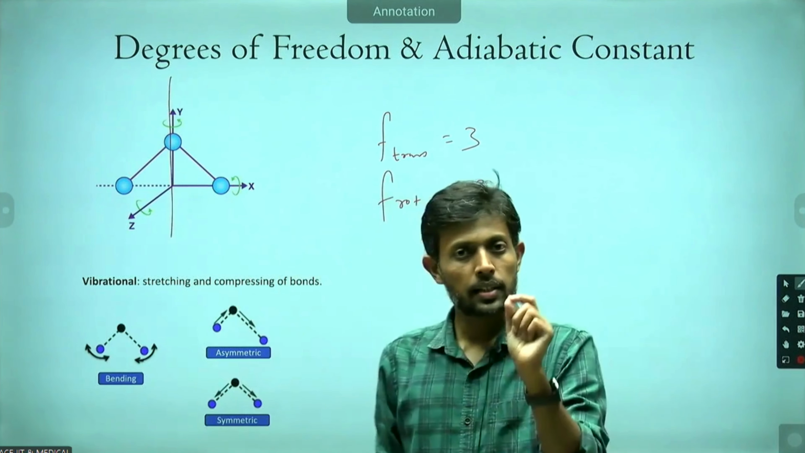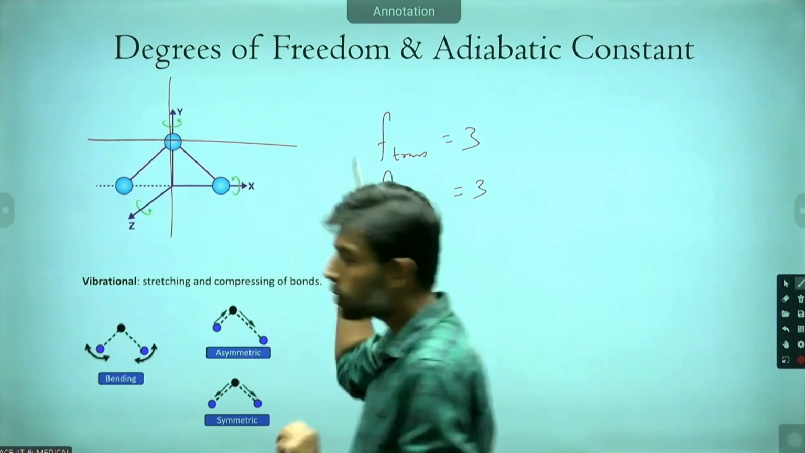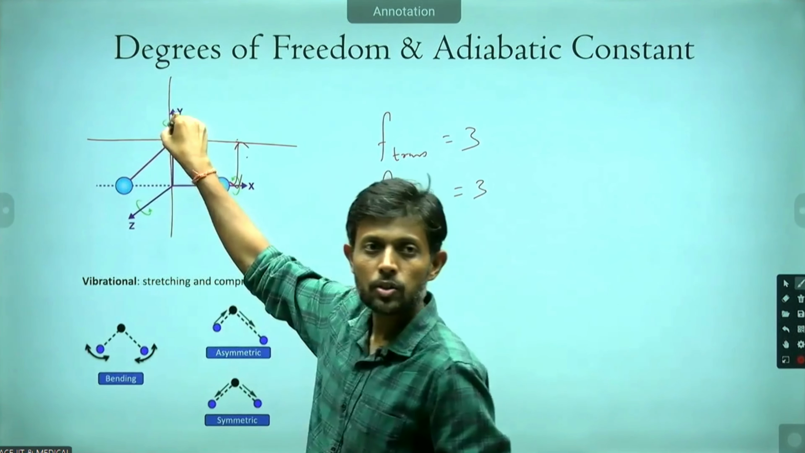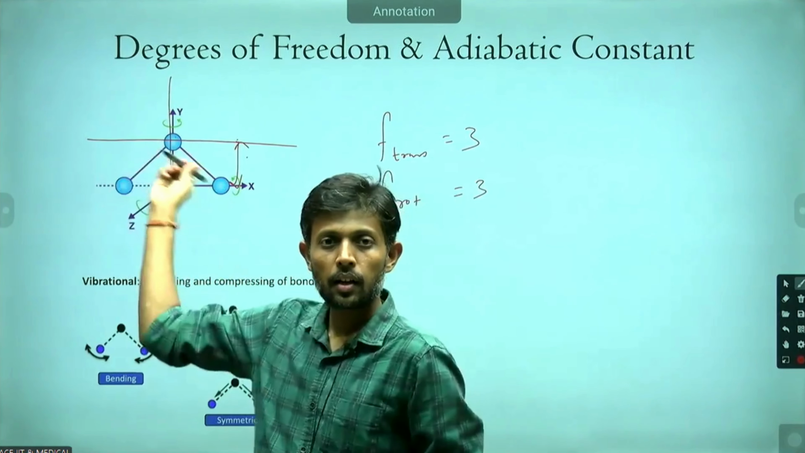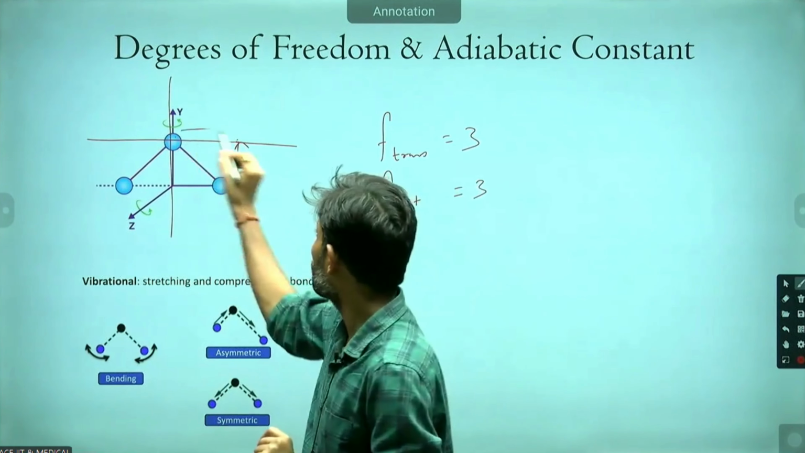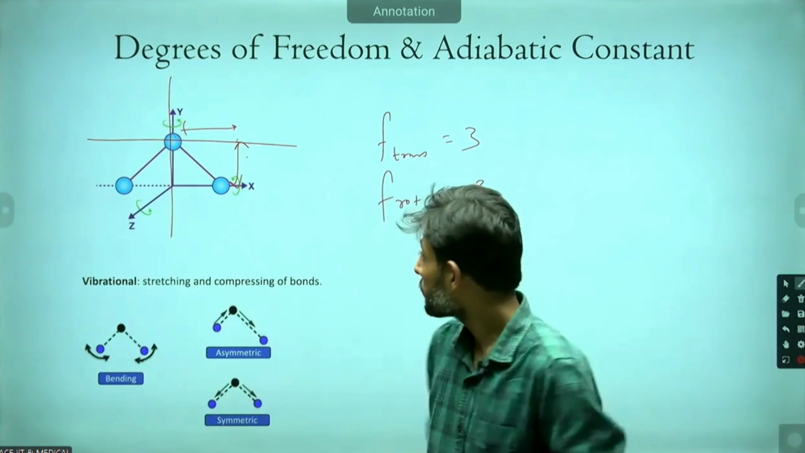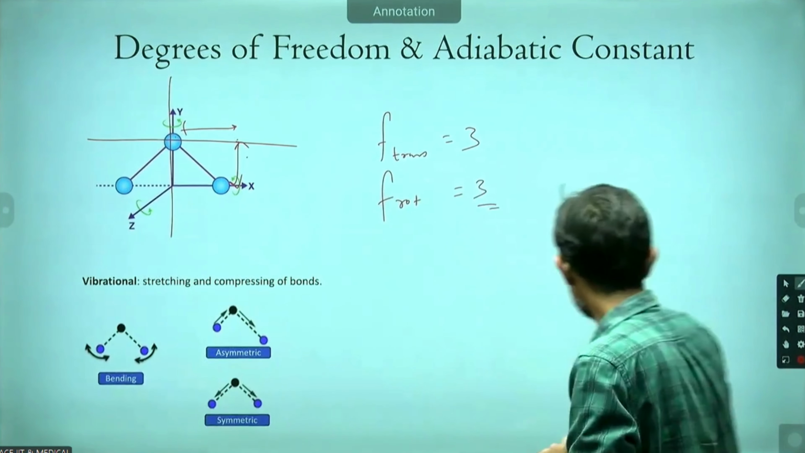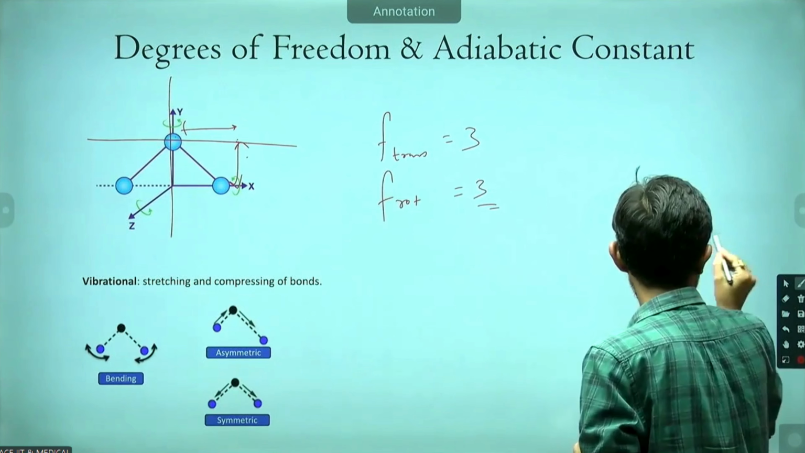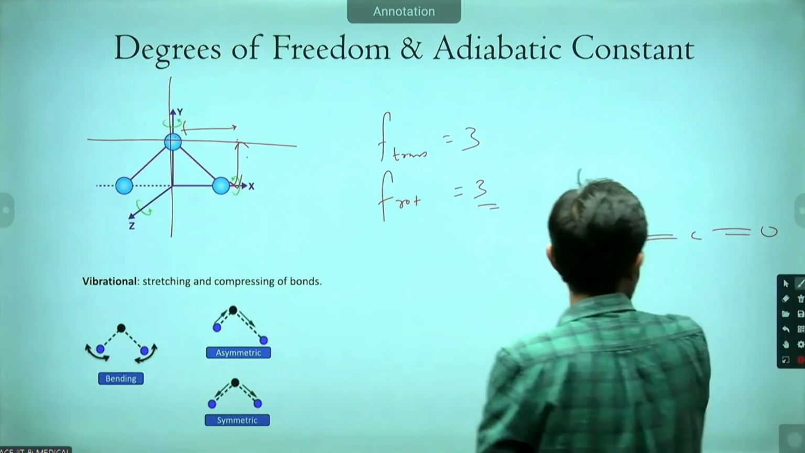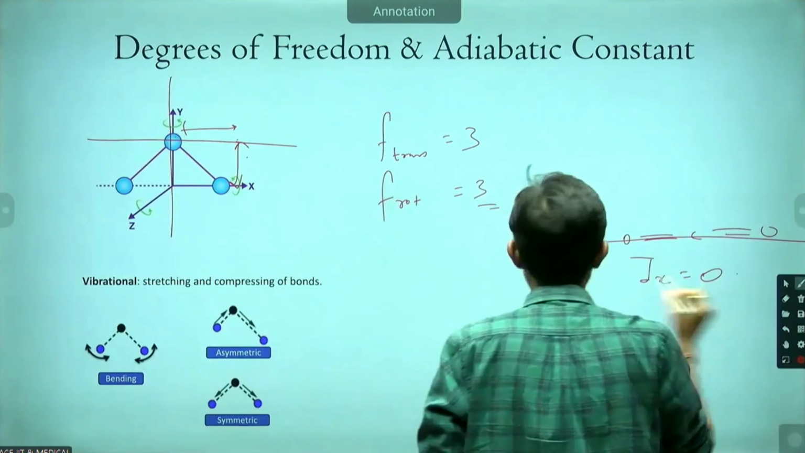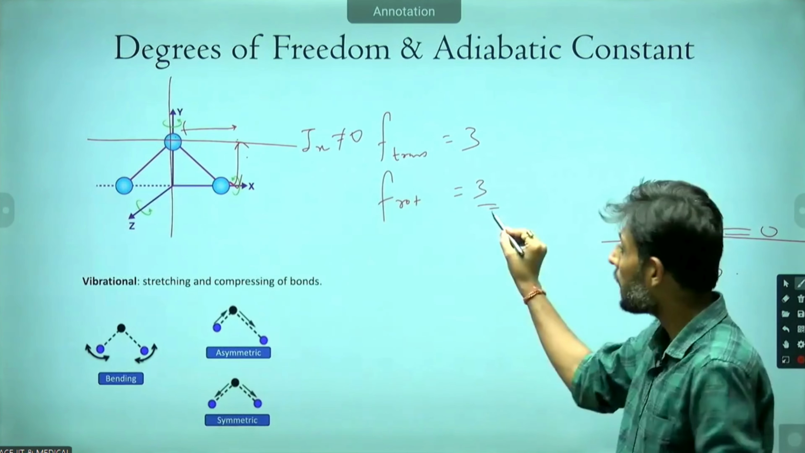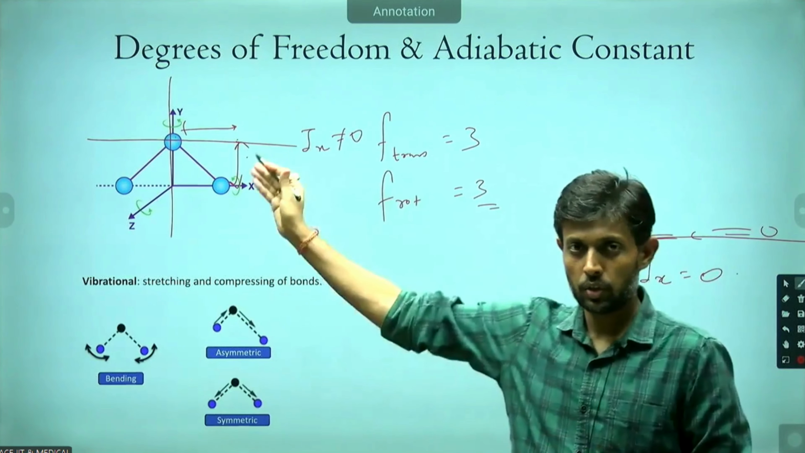About this axis also, there is significant moment of inertia, because this distance will come into picture. And about this axis also, there is significant moment of inertia because this distance will come into picture. Okay. So it has 3 rotational degrees of freedom as opposed to a linear triatomic molecule, where Ix was 0. But here, Ix won't be 0. So that's why we now have 3 rotational degrees of freedom for this one.